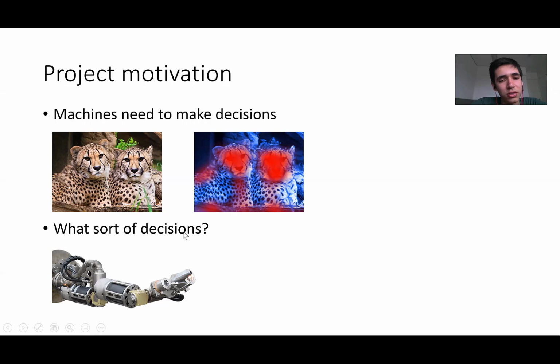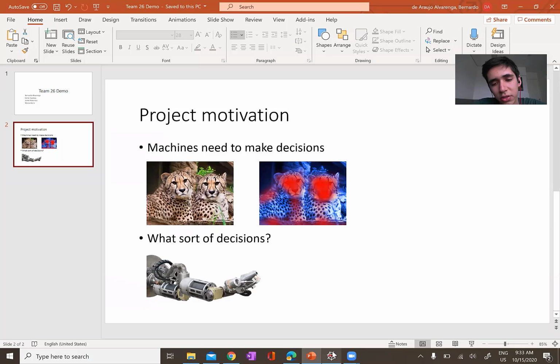And what sort of decisions do machines take? Well, one example would be this cleaning robot that takes images it records from the camera, and with that it knows where to clean, where it is dirty and where it is not. So that's a bit of the project motivation.